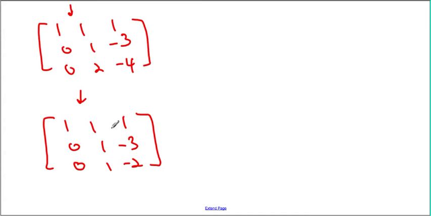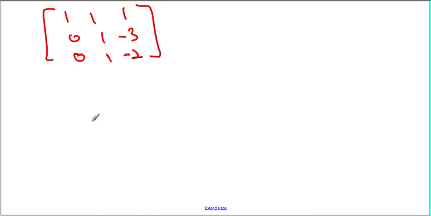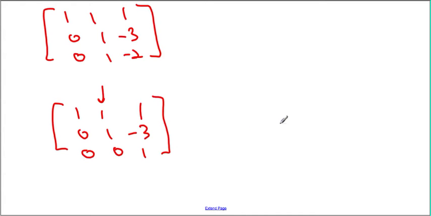And then if I were to subtract the second one from the third one, so this one minus this one, finally what I'll be getting is 1, 1, 1, 0, 1, negative 3, and I'll be getting 0, 0, 1. And that's basically how we can get it.